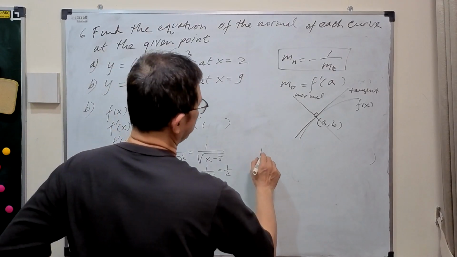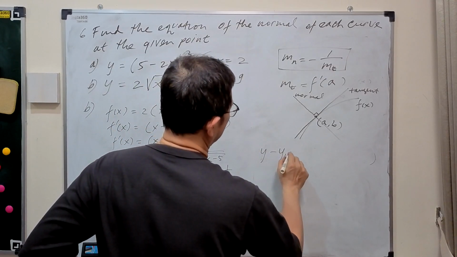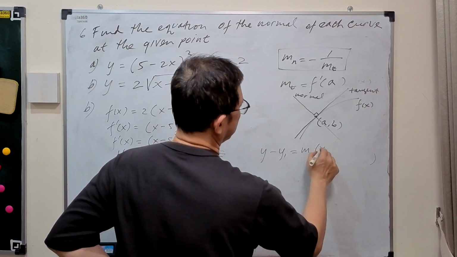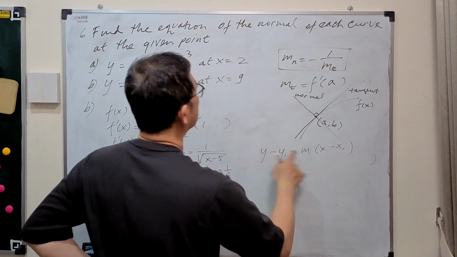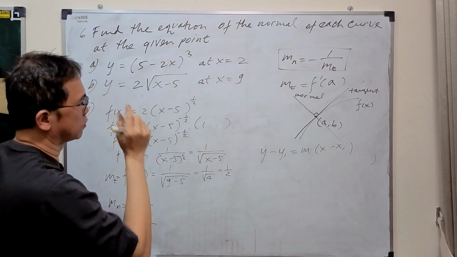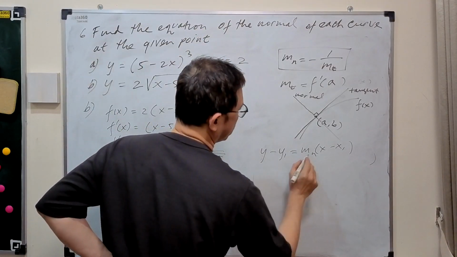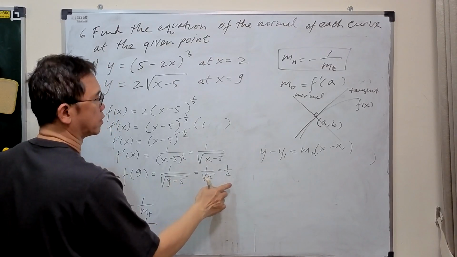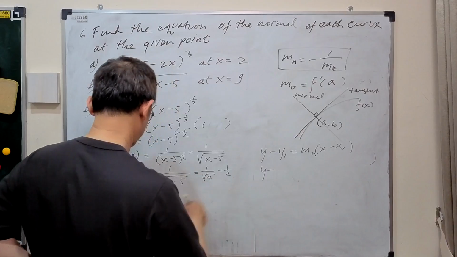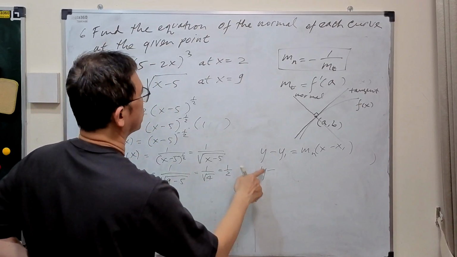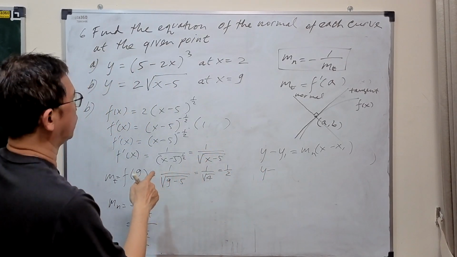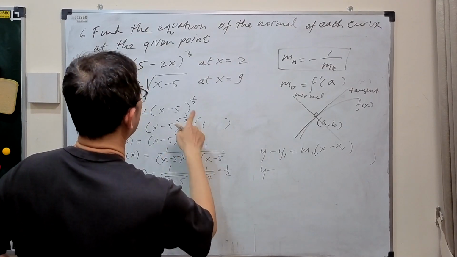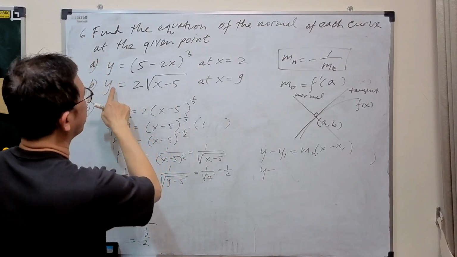Now we continue using the formula to find the equation of a line, in this case the equation of the normal. So we have to put here the gradient of the normal. Don't use the gradient of the tangent. Y minus y1. What is y1 here? Oh, we haven't yet found the y coordinate.